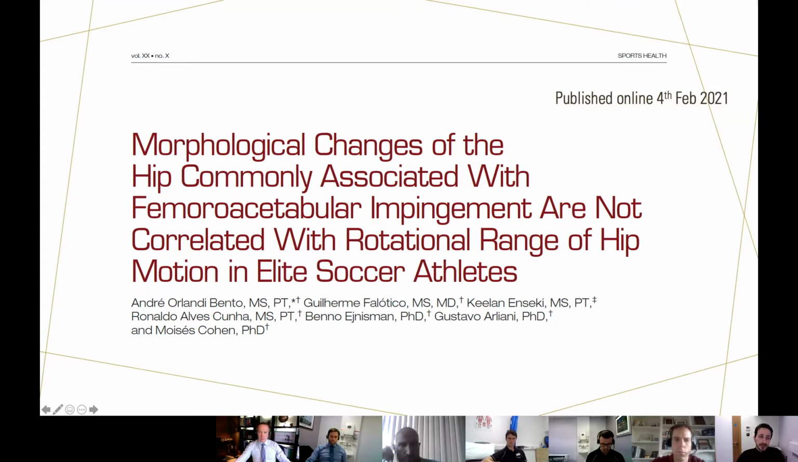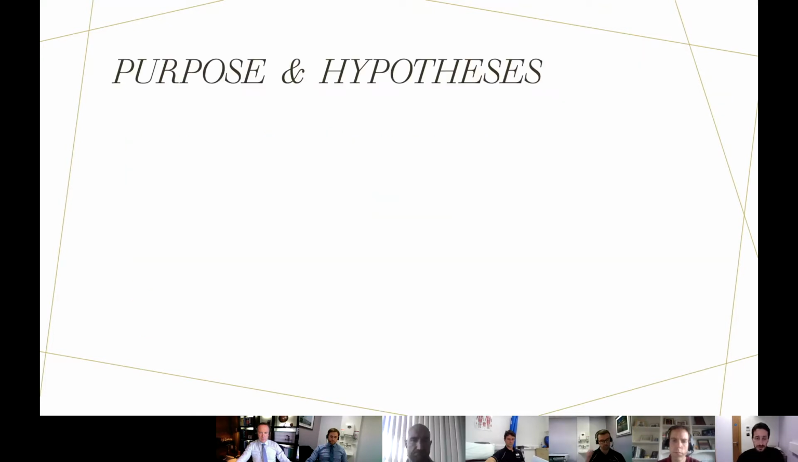The title of the paper really is representative of the overall conclusions as they're interpreted by the authors. That being that morphological changes of the hip commonly associated with femoroacetabular impingement are not correlated with rotational range of hip motion in elite soccer athletes. And as the authors highlighted in their introduction, morphological changes characteristic of FAI are common amongst soccer players.